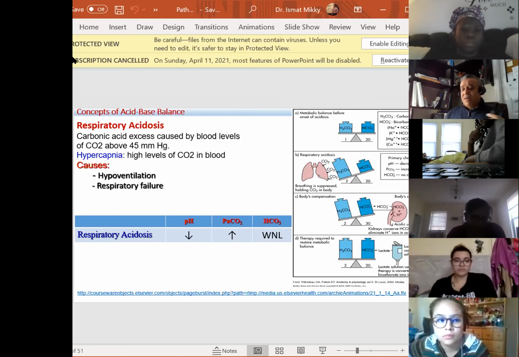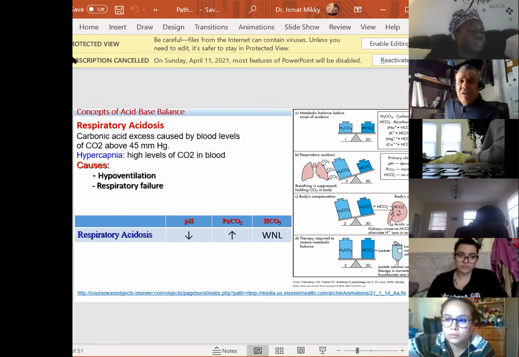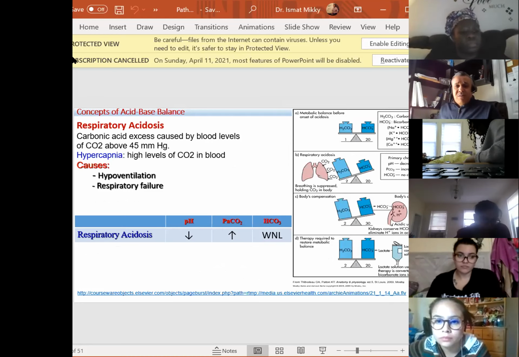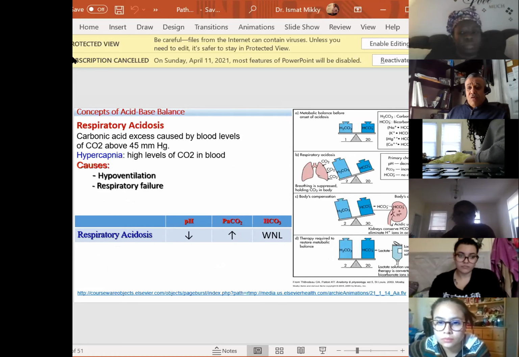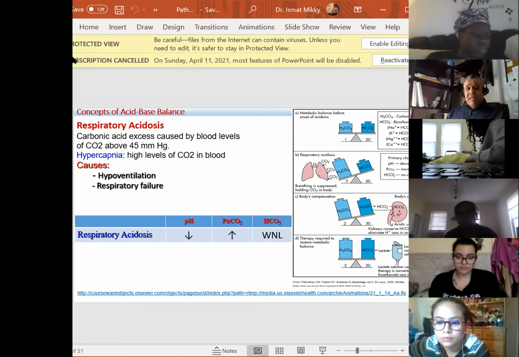So let's just go over conceptually understanding why the patient develops these scenarios, the 4 problems with the ABGs. So respiratory acidosis is a carbonic acid excess, PaCO2 over 45 in the blood vessels, the plasma. That's called hypercapnia, high levels of CO2 in the blood. And that could happen because the patient is hypoventilating, because of respiratory failure, medications, drugs.